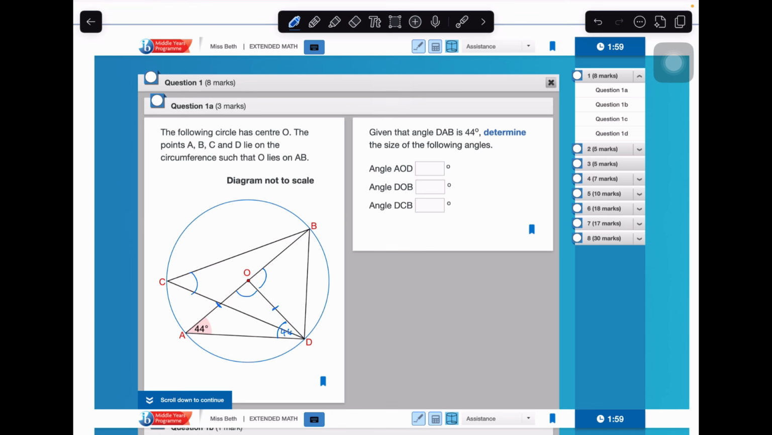Okay, so first things first, angle AOD. Well, I know that this here is an isosceles triangle, which means this here would be 44 degrees also. If I subtract 44 plus 44 from 180, I would find that AOD is 92 degrees. So I'll fill that in. Angle DOB, I can therefore use angles on a straight line here. They must sum to 180, so 92 plus DOB would give me 180, so that has to be 88 degrees. And then angle DCB is going to be the same as here, so just 44 degrees again.